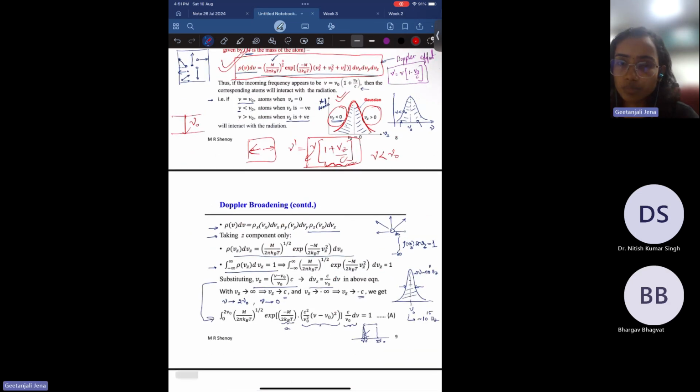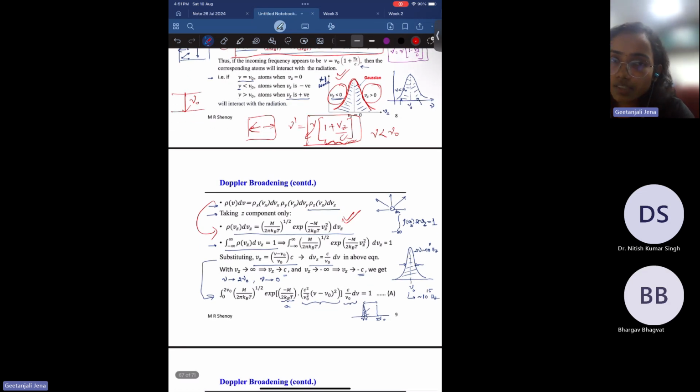Now, to find the line width of Doppler broadening, you can take the help of this Maxwell distribution, rho(v) dv equals rho(x) dx, rho(y) dy, and rho(z) dz. Here we are considering only the z direction, that is, the atoms are moving in the z direction only. So rho(v) dv is nothing but rho(z) of Vz, which is this expression. As this is a probability distribution, if you integrate it over all possible velocities, you will get a value of 1. So just put this expression here and make a substitution, that is, a variable change: Vz equals (nu minus nu 0) by nu 0, times c. That way you can get the line width delta nu for the system.